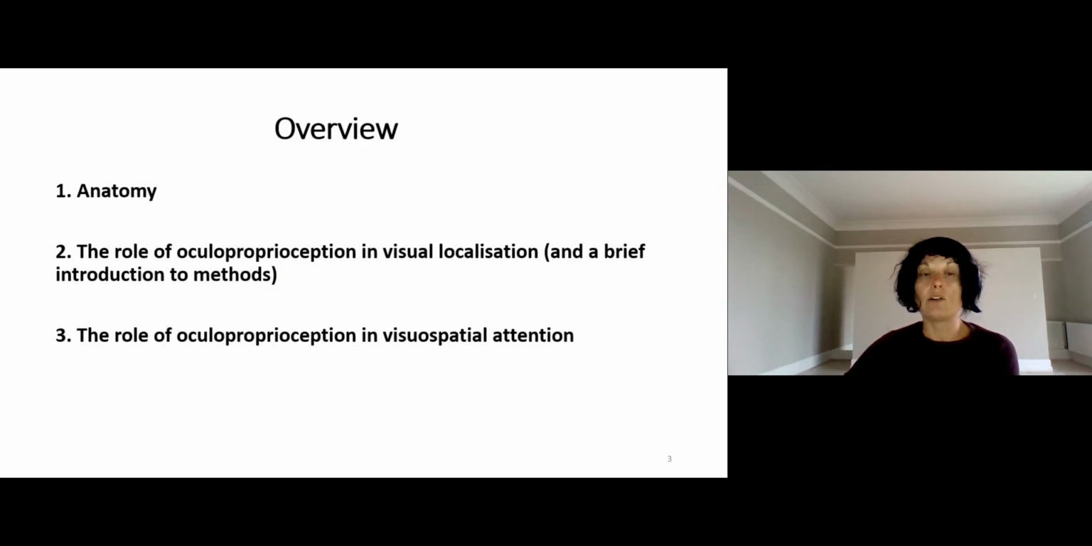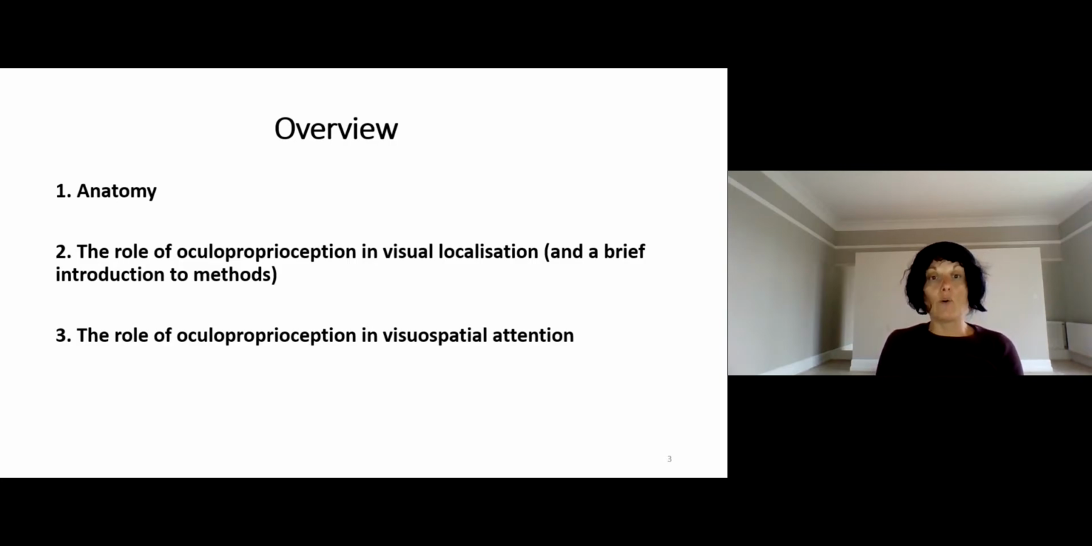So the talk is in three parts. In the first part, I will focus on the anatomy of the ocular proprioceptive system, from the receptors in the extraocular muscles to their cortical projection in the brain. I will also mention some exciting new results from my lab that show an ocular proprioceptive projection in the oculomotor nuclei in the brainstem and why this is important.